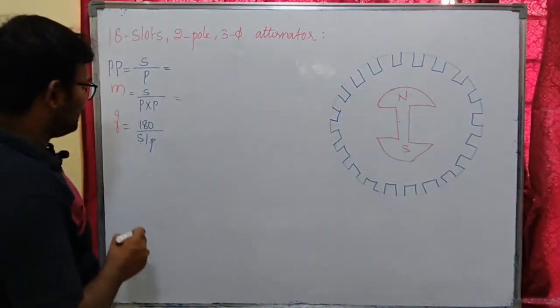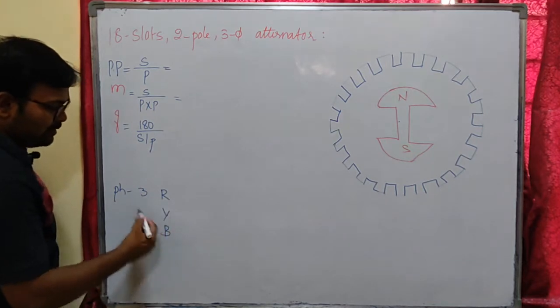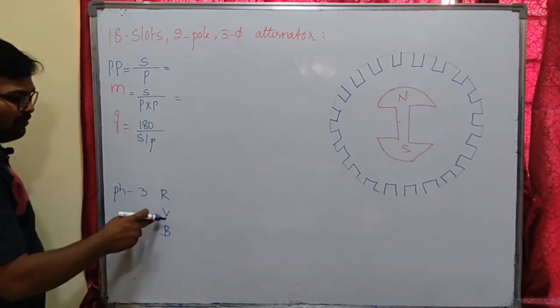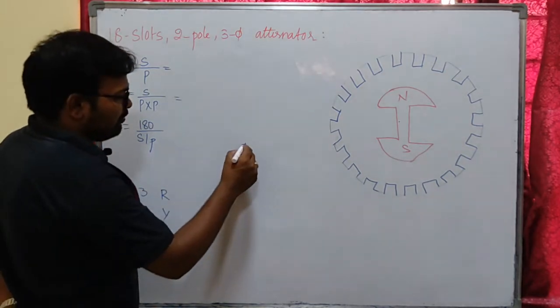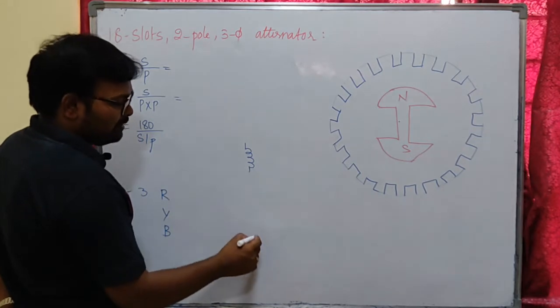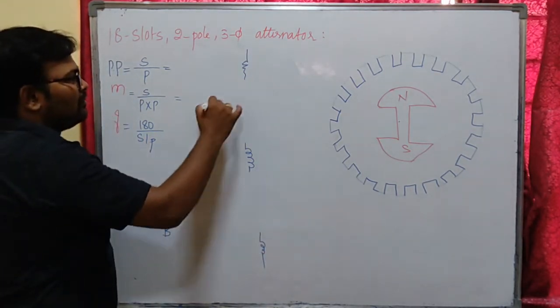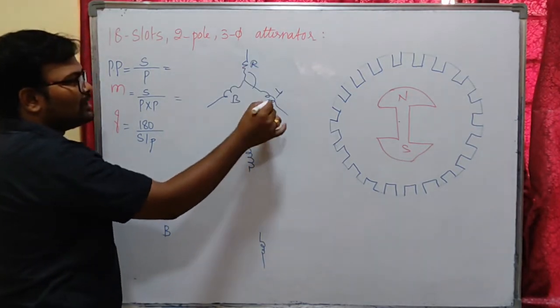We will be having 3 phases here. The number of phases is 3. They are R phase, Y phase and B phase. So how many slots are there to wind R phase, Y phase and B phase? Winding of R phase will be like this, and Y phase will be placed 120 degrees away from R phase. This is R phase, this is Y phase, this is B phase.